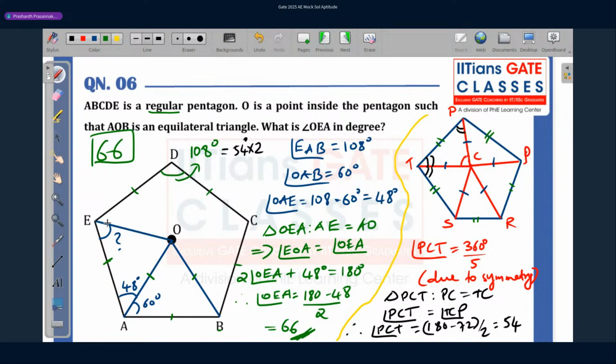In triangle OEA, this one, I have two sides equal, so it is isosceles. Since the two sides are equal, the base angles will also be equal. So this angle and this angle, they are the same, because these two sides are the same. Okay, Gangaraju? Is it clear or not?